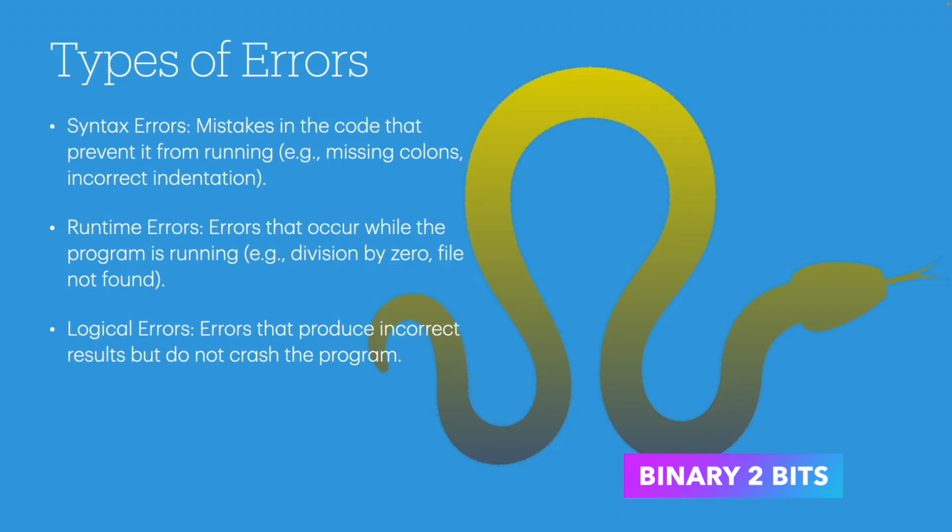Let's see how many types of errors there are in Python. There are basically three types of error: syntax error, runtime error, and logical error. A syntax error is when we make a mistake while writing the code, like missing a semicolon, colon, or comma, or improper indentation.